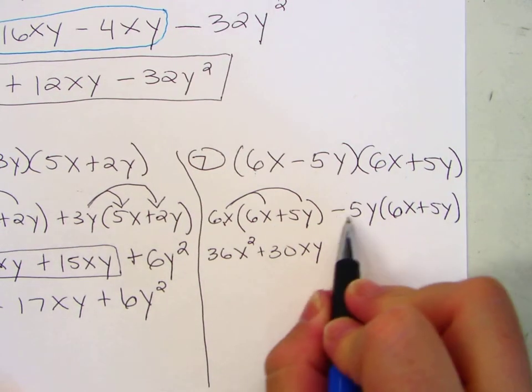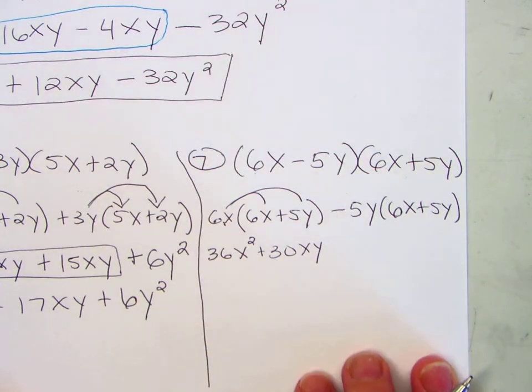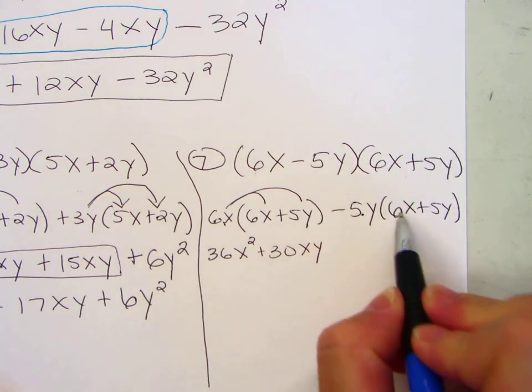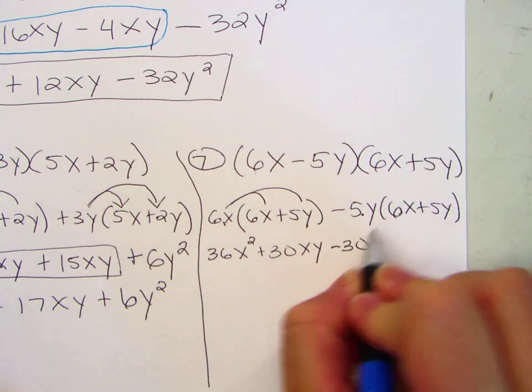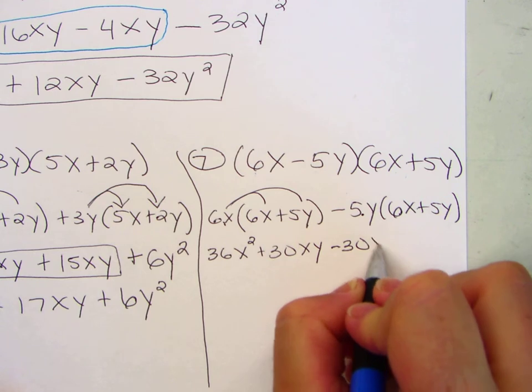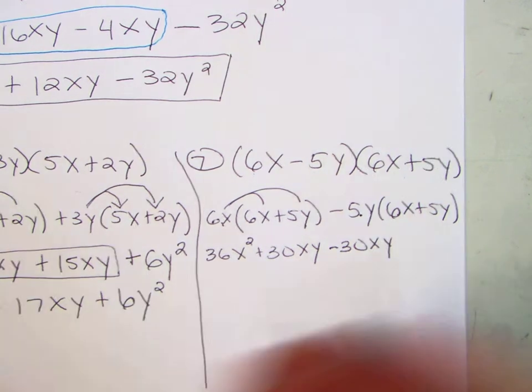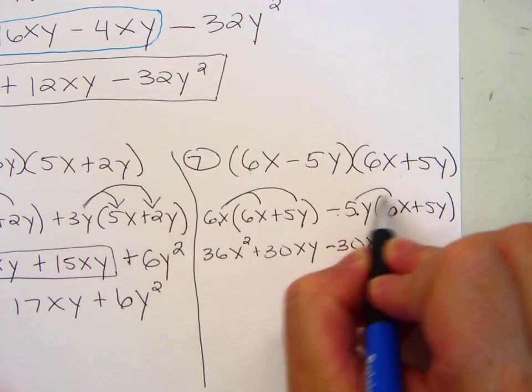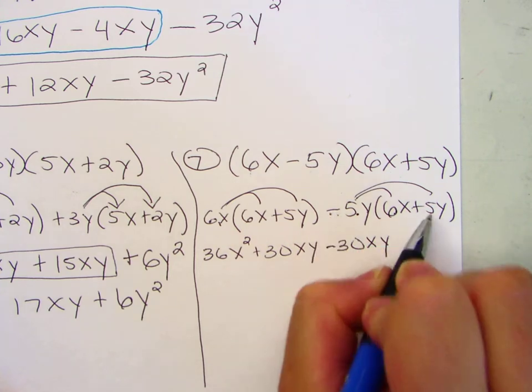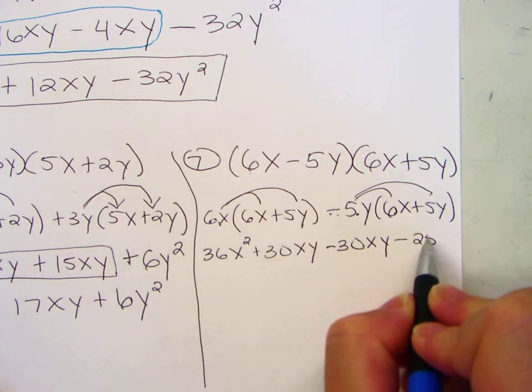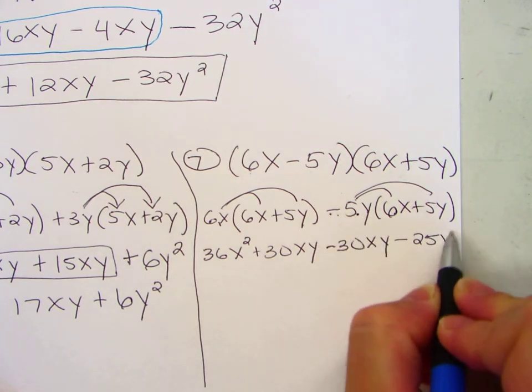Careful of the subtraction here. It tends to mess students up. Negative 5 times 6 is negative 30. Y and x, x, y, alphabetical. Negative 5 times 5 is negative 25. Y times y is y squared.